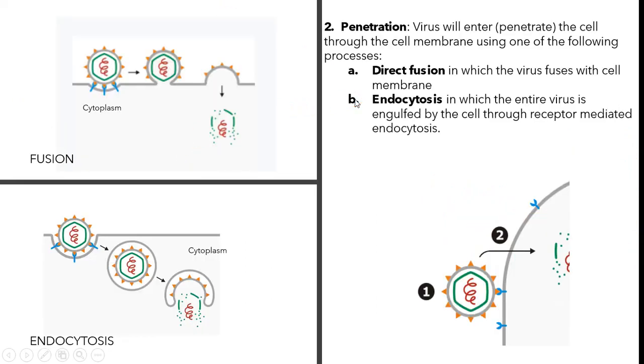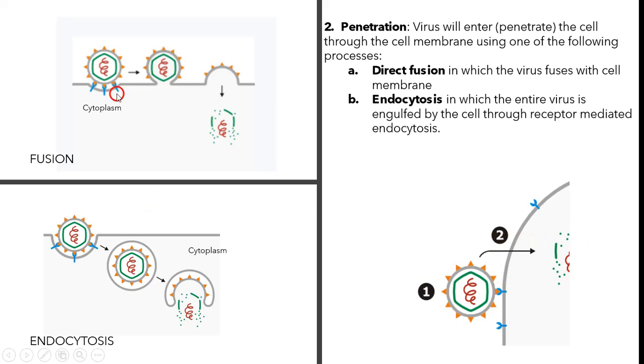Step 2 is referred to as penetration because it's when the virus enters or penetrates the cell, and it has to go through the host cell membrane. There are 2 different methods by which this can occur. So here we are down here in our general diagram. We've gone from attachment, and now we have to get the virus across the cell membrane. That may occur through fusion.